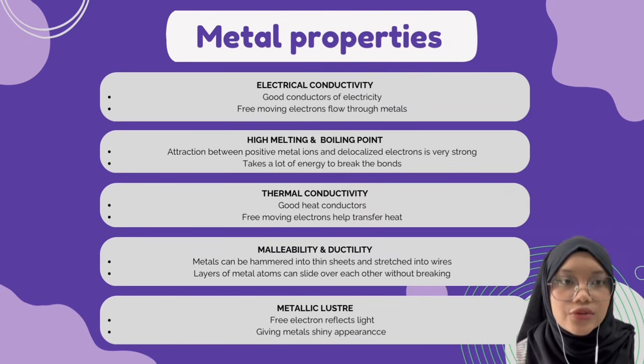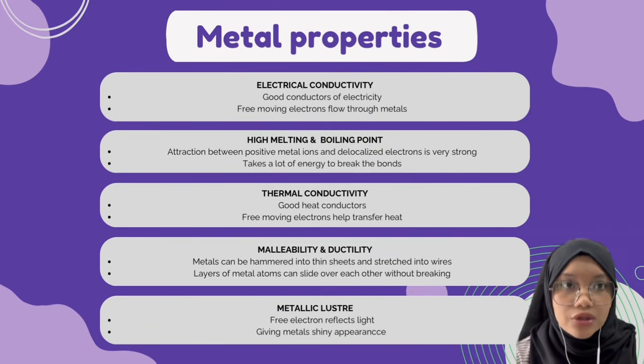Now, let's take a look at the metal properties. First, electrical conductivity. Metals are good conductors of electricity because the electrons are free to move around. When electricity is applied, electrons flow easily through the metals. Next, high melting and boiling point. Most metals need a lot of heat to melt or boil. This is because the attraction between positive metal ions and the free electrons is very strong, so it takes a lot of energy to break those bonds.